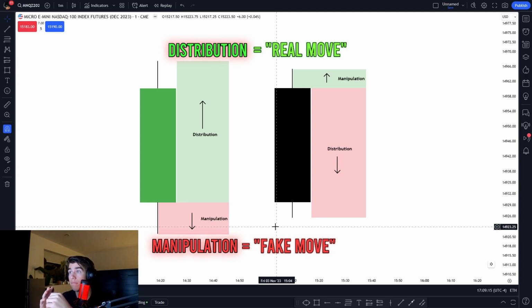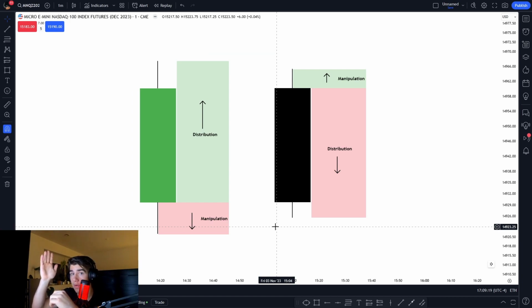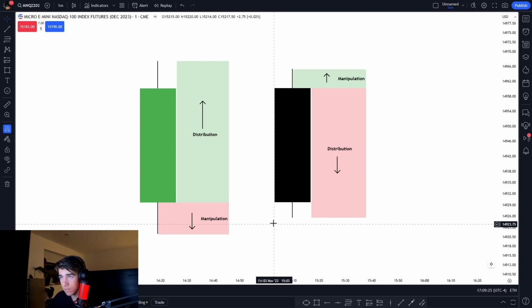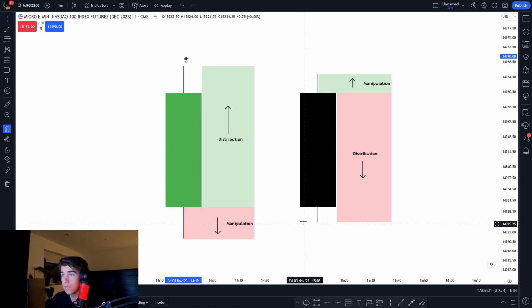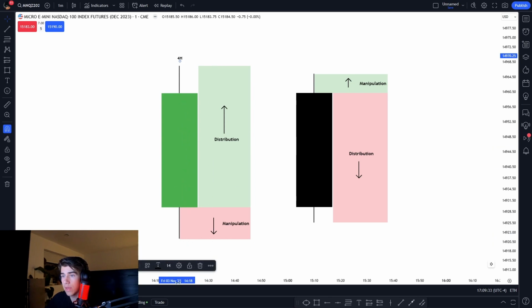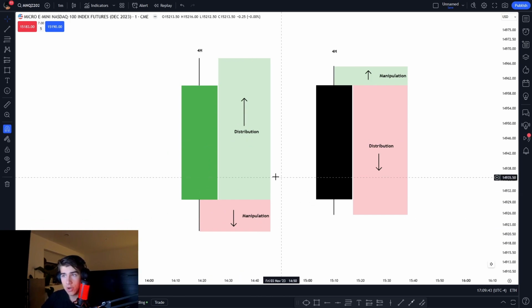Bearish case, manipulation going up, tricking traders into thinking that we're going to go higher, only to go lower again, distribution, right? So I want you to look at this as a higher time frame candle. Let's say that both these candles are 4-hour candles, okay? Let me do this. There we go. Okay, so let's say that both of these candles are 4-hour candles. Why am I drawing this out?